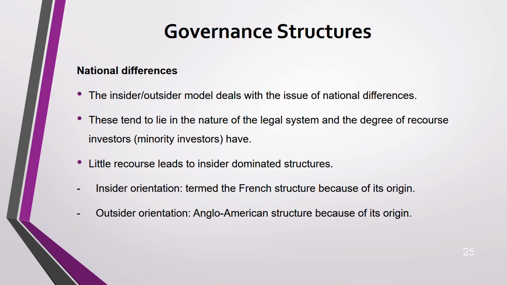Outside orientation is more like Anglo-American, like the US. They are very outside oriented. They are not so family-oriented in business. They have many shareholders and things like that, because it's their origin. They originated like that. Understanding? So the structure is developed based on your legal system or your national differences, right? Origin. Because of that, it helps you decide whether you will be an insider or an outsider.